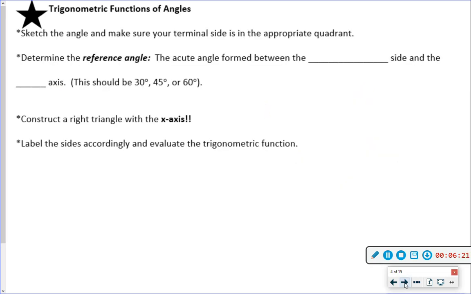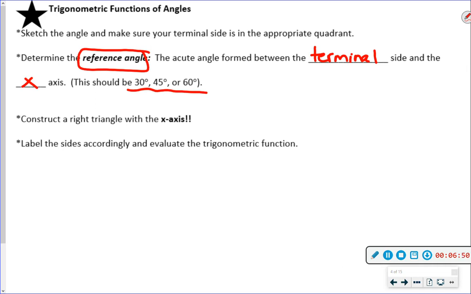All right, to actually evaluate trig functions, you're going to sketch the angle just like we did yesterday. Make sure it's in the right quadrant, just like yesterday. We're going to figure out what's key here, the reference angle. It is the angle formed between the terminal side, the side that rotates, and the x-axis. It should be 30, 45, or 60. I'm not going to give you anything that is not 30, 45, or 60.